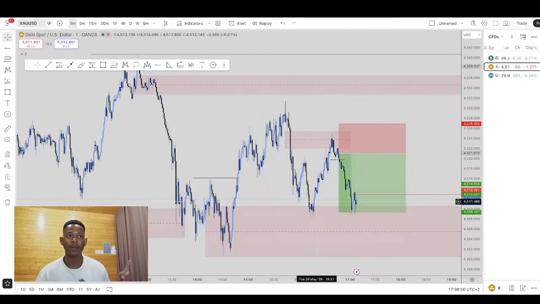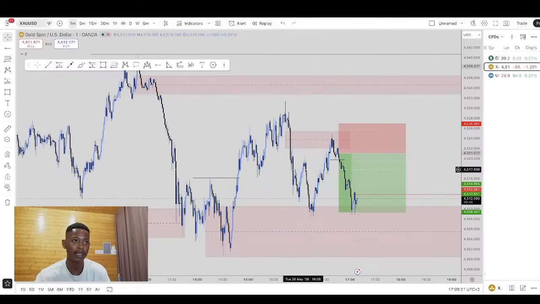I know fair value gaps, I know order blocks, I know bad patterns, I know supply and demand, I know methods that these people are using, like moving averages, all those things. I know those things, and sometimes I might use it to confirm something, or if I just want more. Like here, I was not seeing a sell at all.